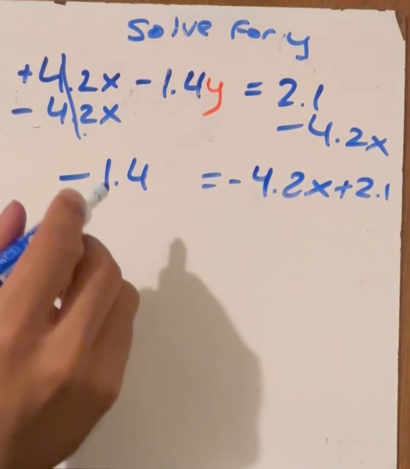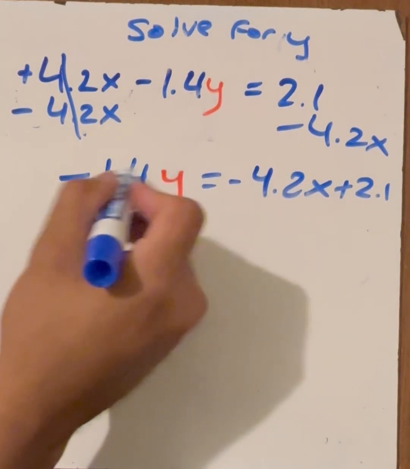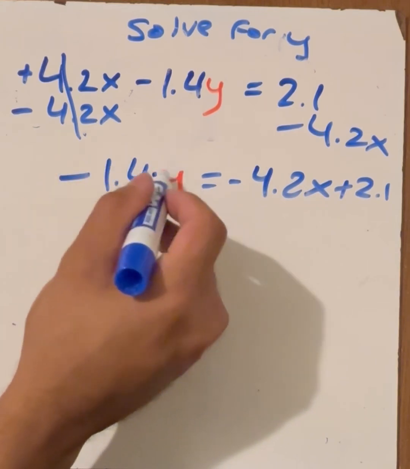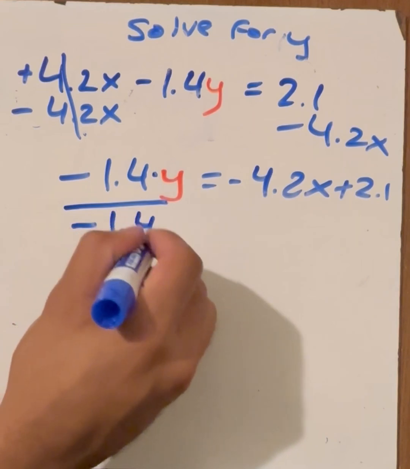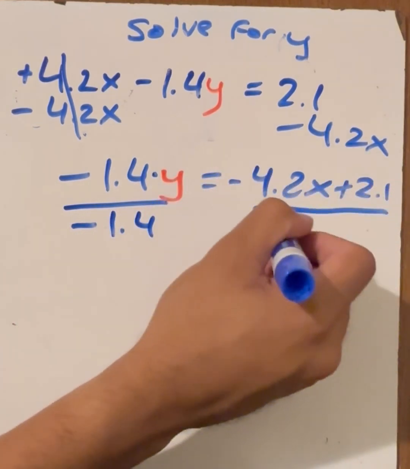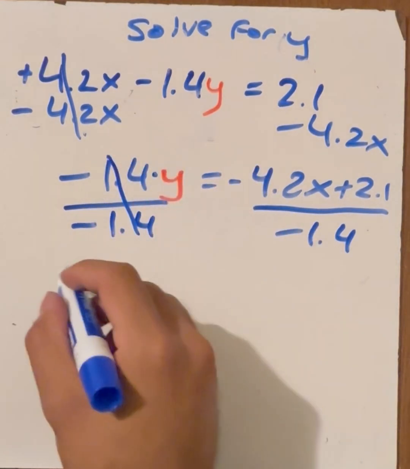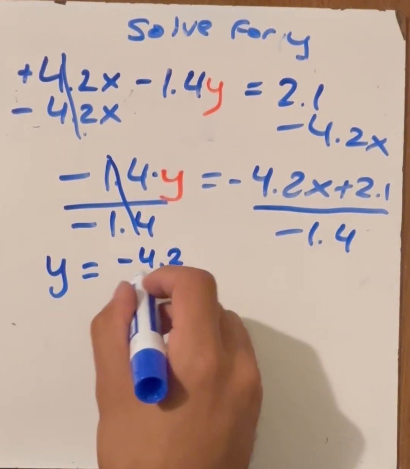Okay, and then we have a y, right? So if we were to get y by itself, we know that this is multiplication because a number and a letter, when they're next to each other, that's multiplication. So the opposite of that is division. So we got to divide out negative 1.4 from both sides. Okay, and this would cancel, and we would be left with y equals negative 4.2.